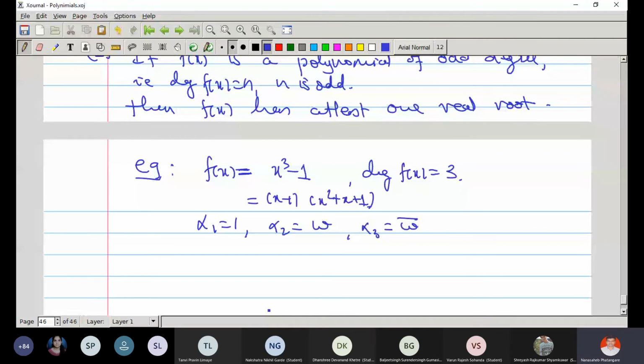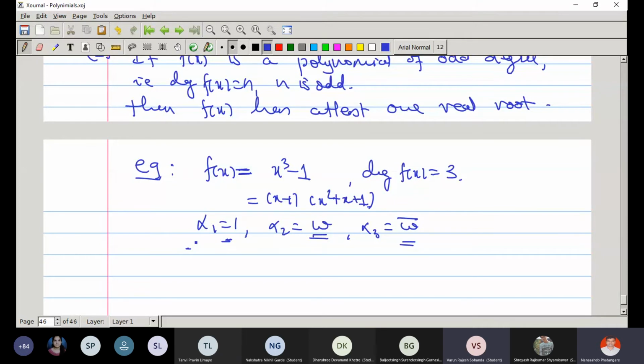Omega and omega conjugate. So these two roots are complex, but the third root has to be real, no choice. If the third root is also complex, then its conjugate will be there by the previous theorem, and therefore there are 4 roots, but then the degree of the polynomial will be 4, which is not possible.